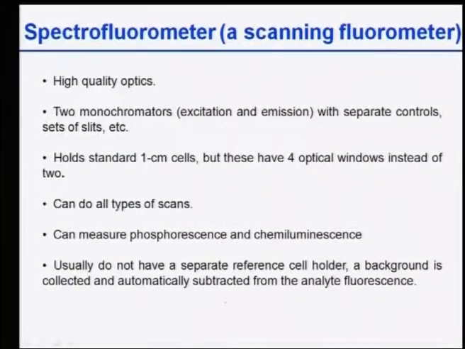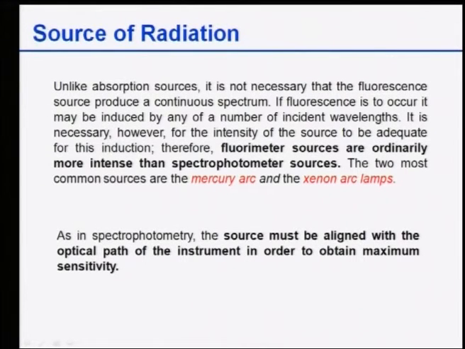Many labs have this spectrofluorometer, which is a scanning fluorometer actually. It can scan the wavelengths and has very high quality optics. Two monochromators, as I said, are used, one for the excitation and one for emission. It can hold 1 centimeter cells or samples, and can have 4 optical windows. It can do all kinds of scans, like wavelength scans, and can measure fluorescence and chemiluminescence. Usually it does not have separate cell holders, and background can be collected and subtracted. What kind of radiations do we use?